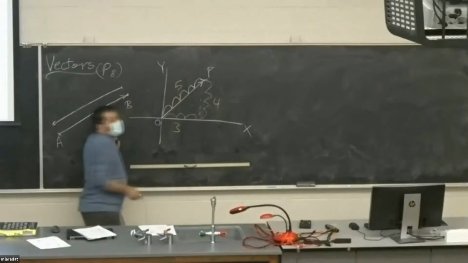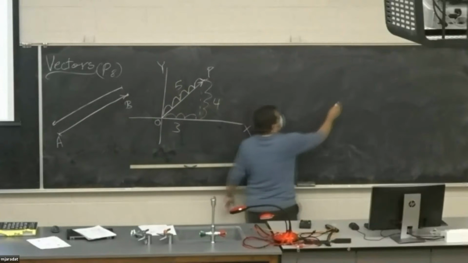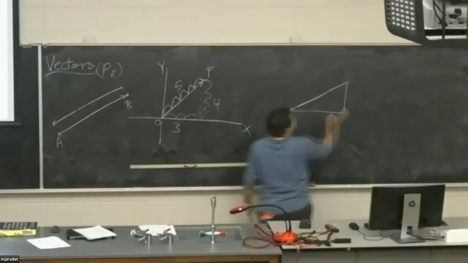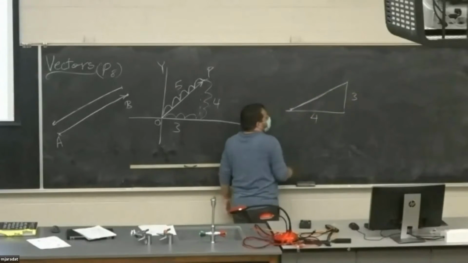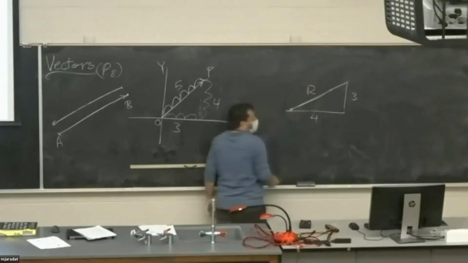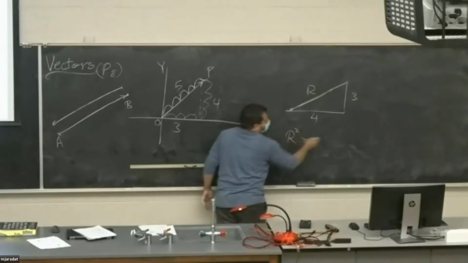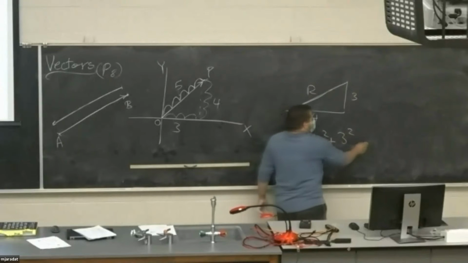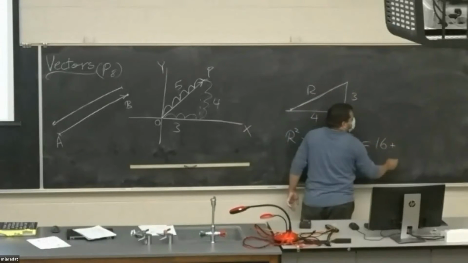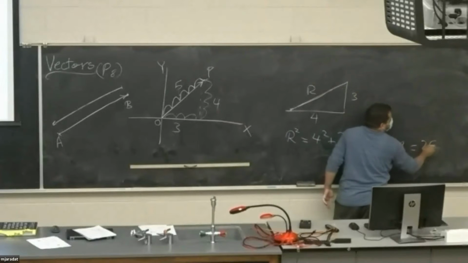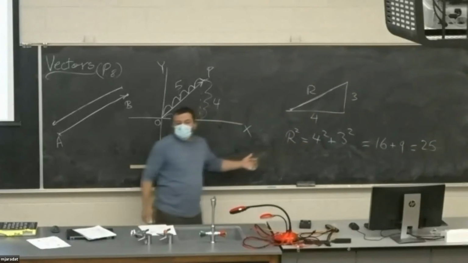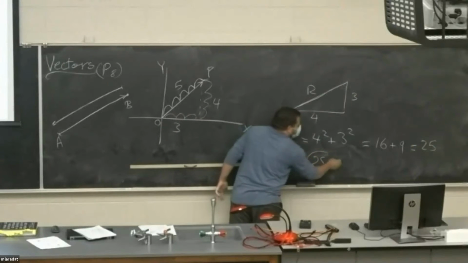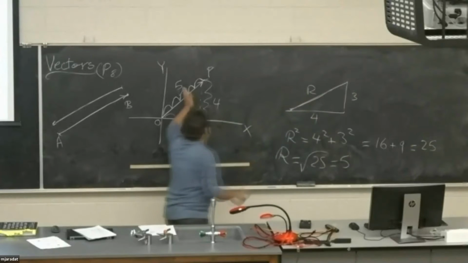Here I have 5. The Pythagorean theorem: if I have a right triangle, I have some values. If I use this 3, this is 4. Assume this is R. I need to find R. R squared is equal to 4 squared plus 3 squared. You know that. That is equal to 16 plus 9, which is 25. This is equal to R squared. What is R? This is the square root of 25, which is 5. So this is my length, 5.